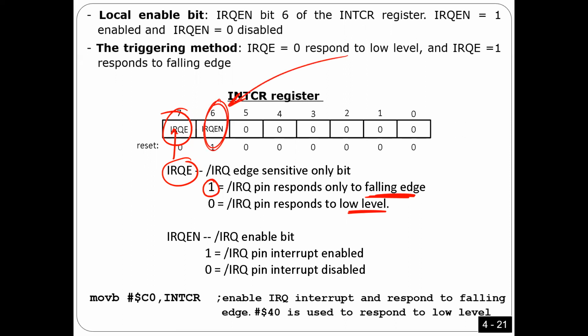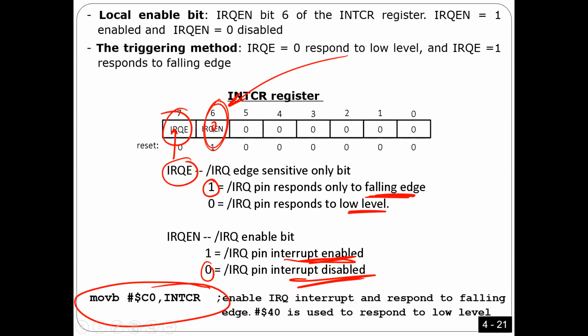So at any time, if you want to disable IRQ interrupt, very simple, just put 0 here. As you see here, 1 means interrupt is enabled, 0 means it is disabled. At any time, if you want to disable, just put 0 here. Okay, very simple. So in your code, you have to write this one this way.